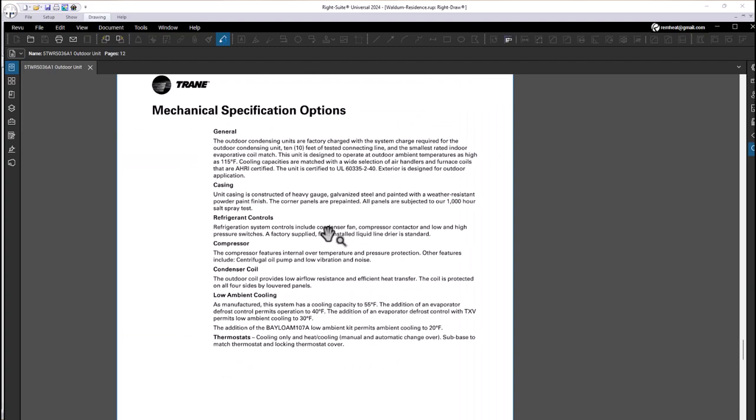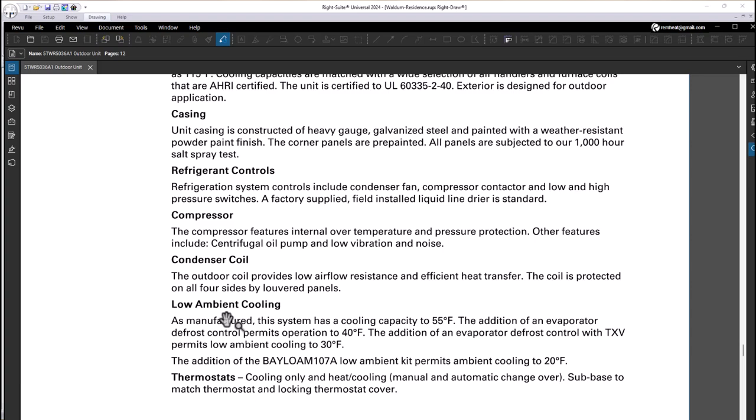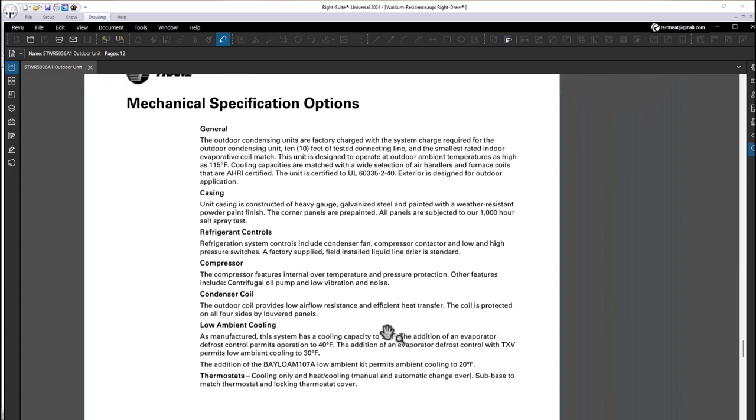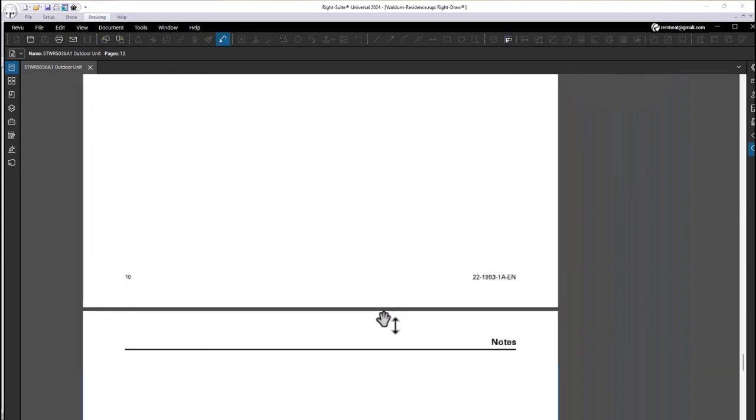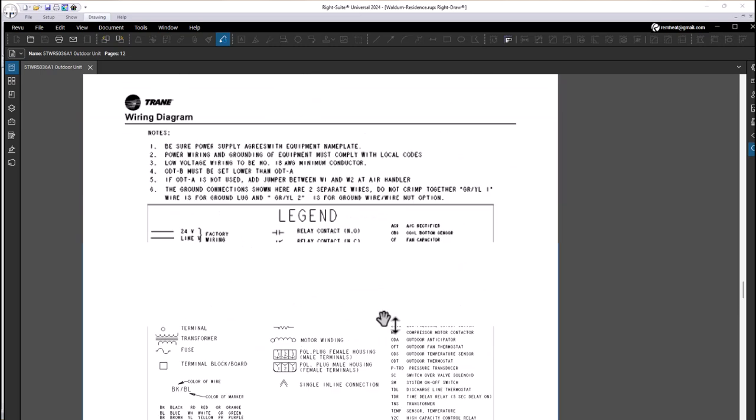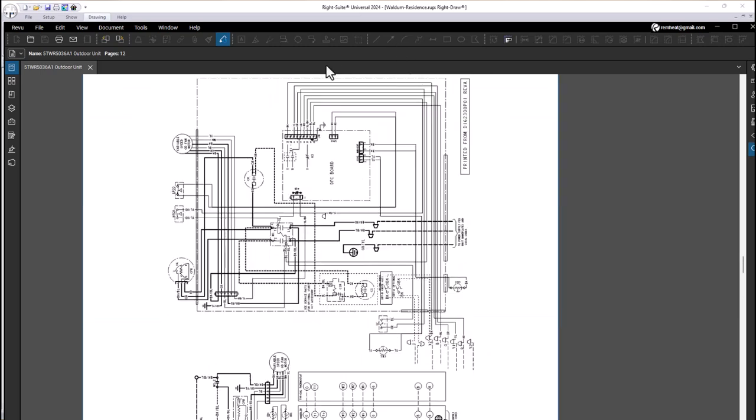Okay, so more. See, you have in here low ambient cooling. See, there you go, your controls. Okay, so pretty much we reviewed this unit, we reviewed the outdoor unit, and it's looking good. Now what we're gonna do is the most important part actually. We're gonna check on the air handling unit, which is the indoor unit.